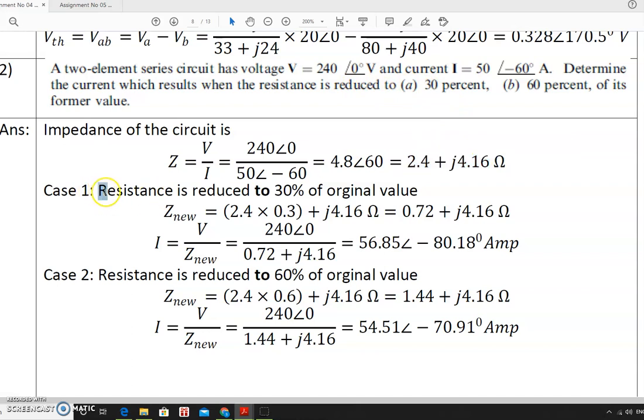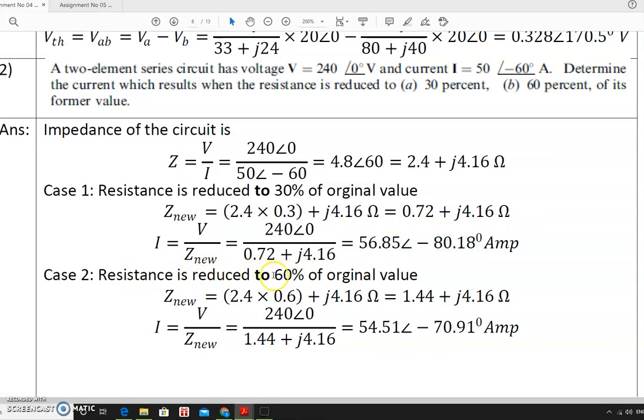So in the first case the resistance is reduced to 30%, not by 30%. Hence 2.4 into 0.3, so the resistance is 0.72. But the reactance was j4.16, and it stays as it is. So this is my new impedance. The new current is V divided by Z new, 240 divided by 0.72 + j4.16. This gives me 56.85 at an angle of minus 80.80.